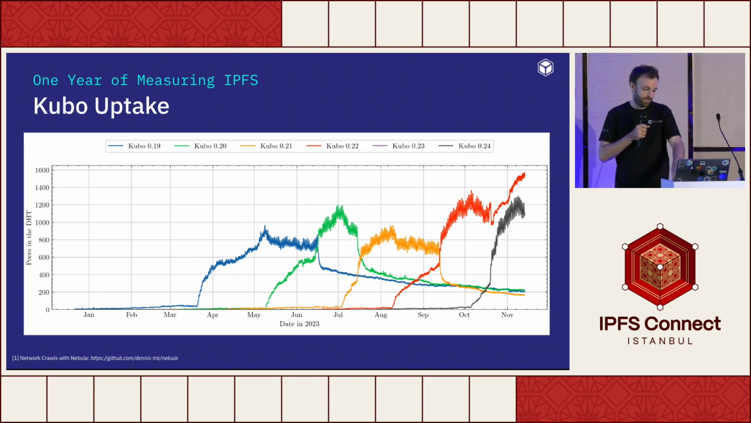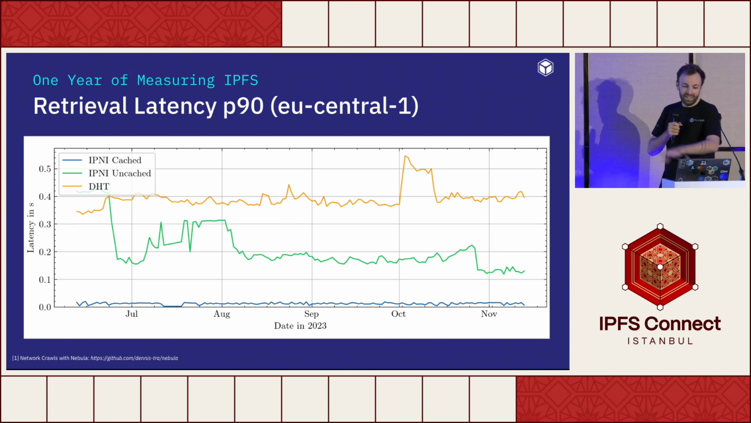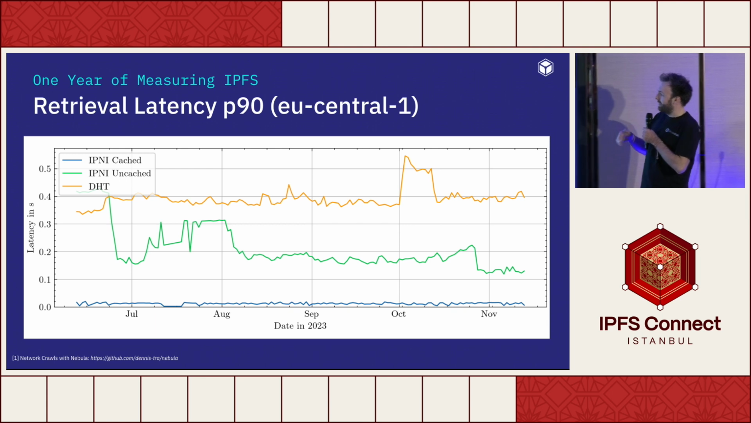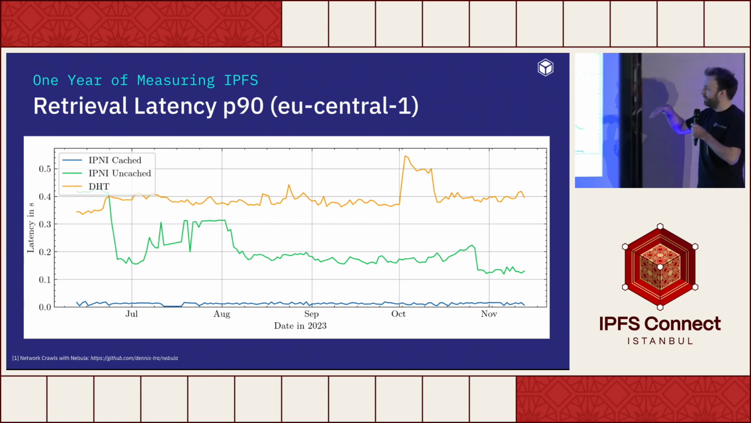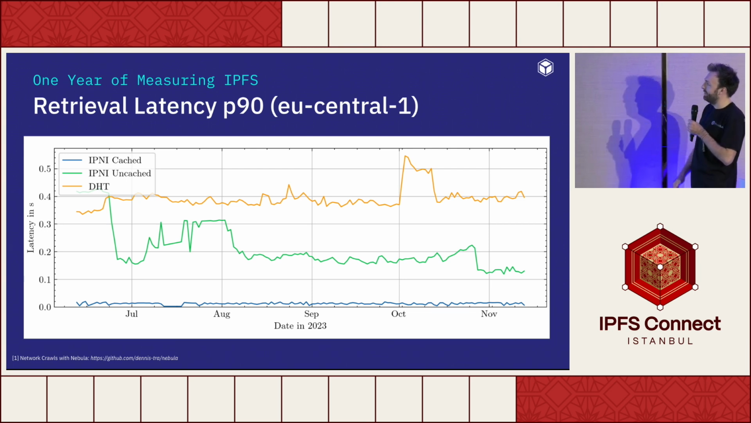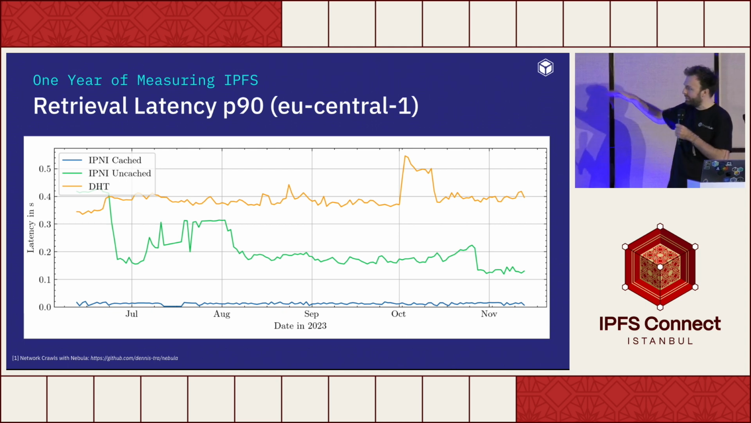These are just a few graphs here. I think I'm running out of time. We also measured the retrieval latency continuously over the year. Just to give you a ballpark of what the retrieval latency looks like, the P90 retrieval latency of looking up provider records on the DHT is around 400 milliseconds from the EU.